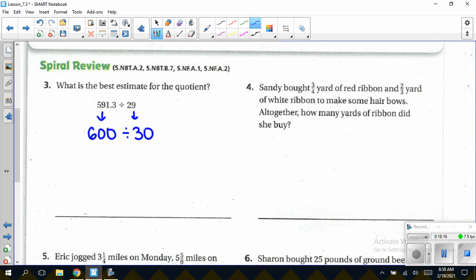For number 4, it says Sandy bought 3/4 yard of red ribbon and 2/3 yard of white ribbon to make some hair bows. Altogether, how many yards of ribbon did she buy? Because we want to know how many yards of ribbon she bought altogether, this is an addition problem. So 3/4 plus 2/3. For this, don't forget, you do have to set up to have a common denominator. We're back to adding, so we have to have a common denominator, and then we have to make sure our answer is still in simplest form after we add these 2 fractions together.